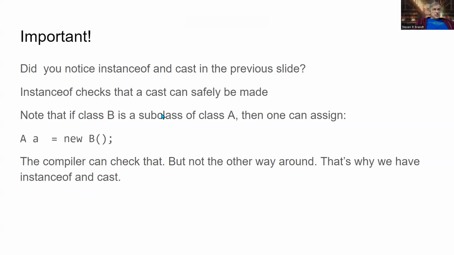So just things to make sure you notice on the previous slide: the instanceof checks and the cast. You should note that if a class B is a subclass of A, then one can assign A a = new B(). The compiler can check that, but not the other way around. So this is why we have things like instanceof and cast.